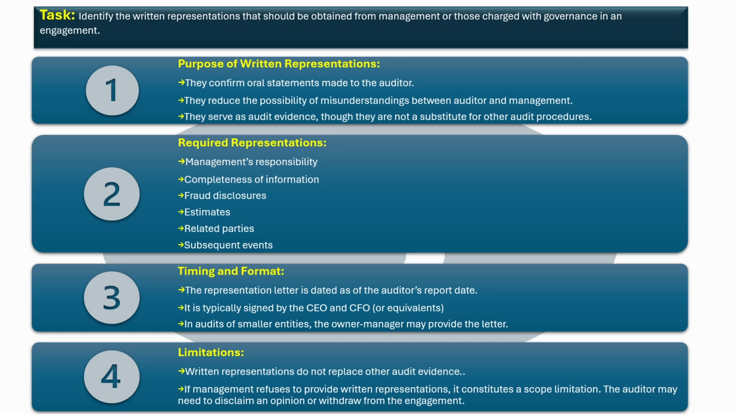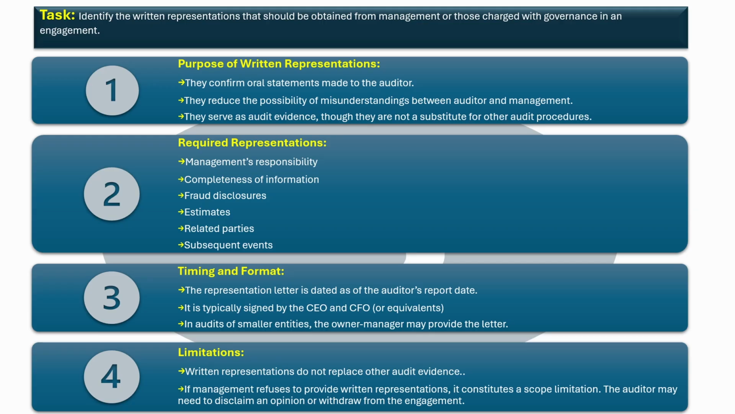If management refuses to provide written representations, it constitutes a scope limitation. The auditor may need to disclaim an opinion or withdraw from the engagement. Think of written representations like the final sign-off on a group project. The auditor is the reviewer, but management are the authors.